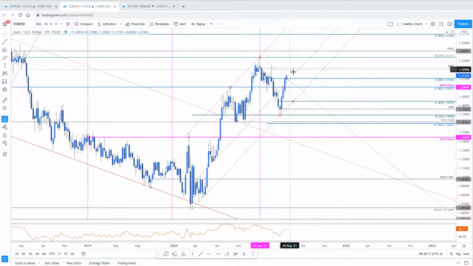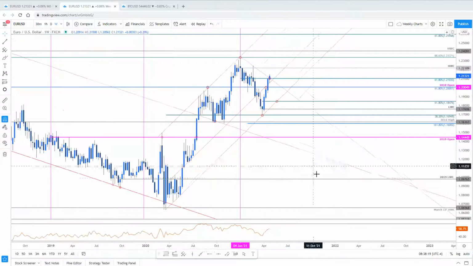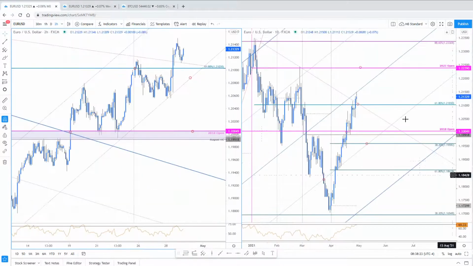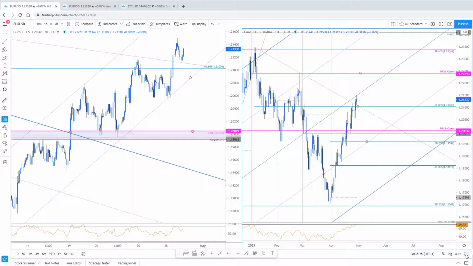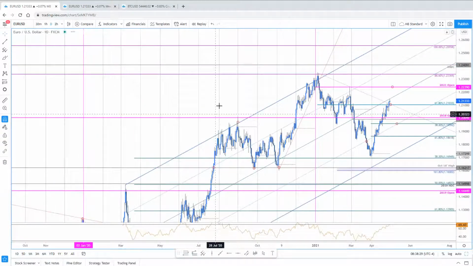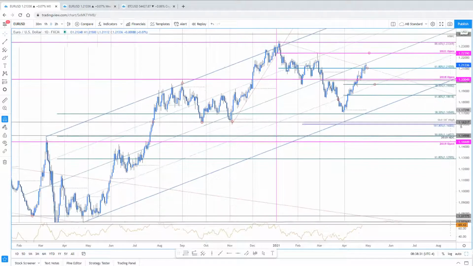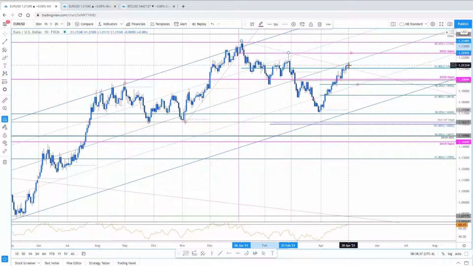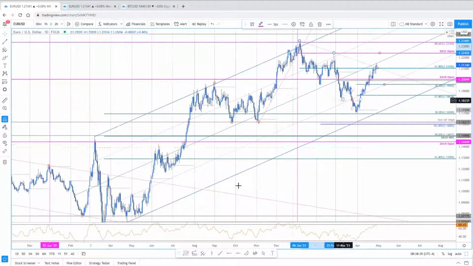So here it is. We want to watch the weekly close to validate the break higher. Here's Euro on the daily chart. 2103 broke. We've tested it for 3 days. Closed above. Yesterday, we closed above the slope. We're seeing some hesitation here along the median line.